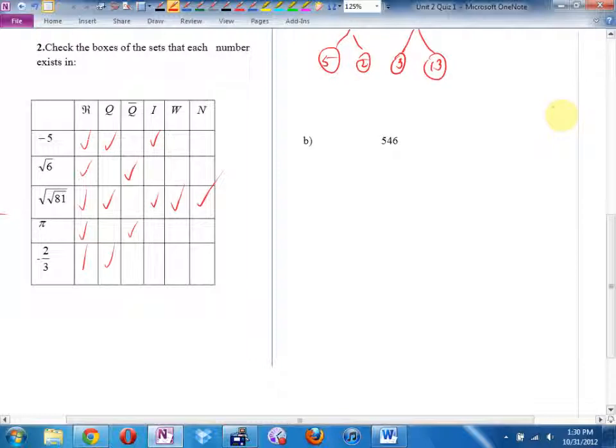546. Ooh. What goes into 546? I'll try 2, sure. 2, which is prime, and 273. What goes into 273? 3 does?